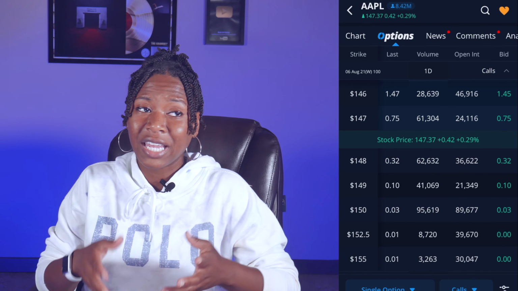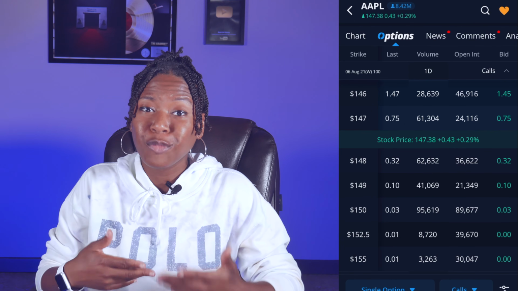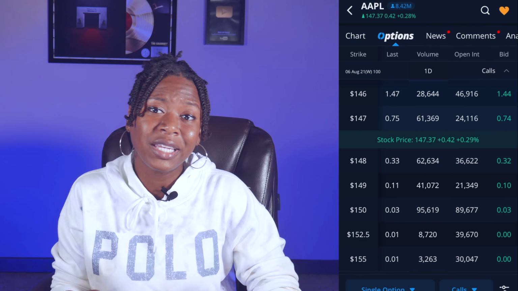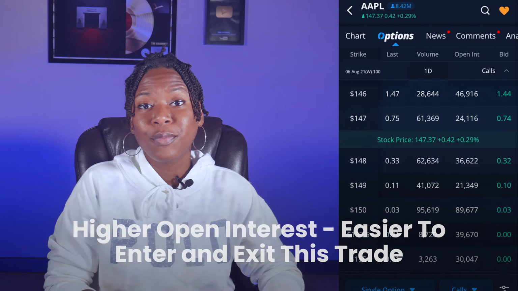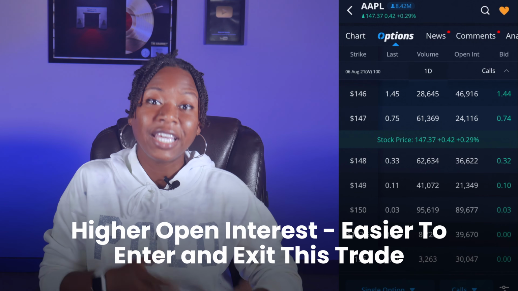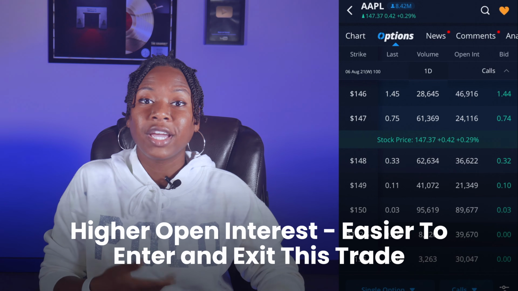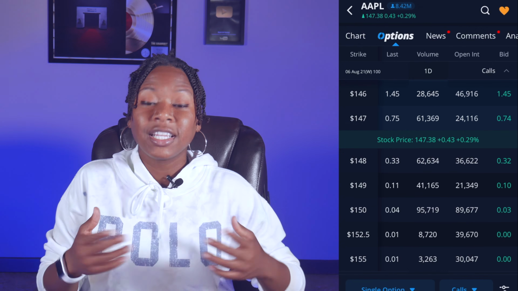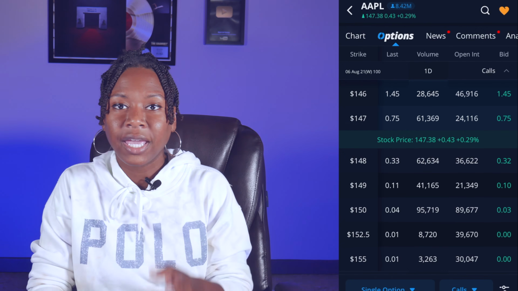You only want to trade options that have a lot of trading when you're buying to open. So if you're just getting into a call or a put, you really, really want to have these high volume and open interest stocks. And that's also going to be linked to the liquidity. The higher the open interest, the easier it's going to be to get in and out of the trade faster. The bigger the open interest, the easier it's going to be to trade. And it's also going to have a tighter bid and ask.